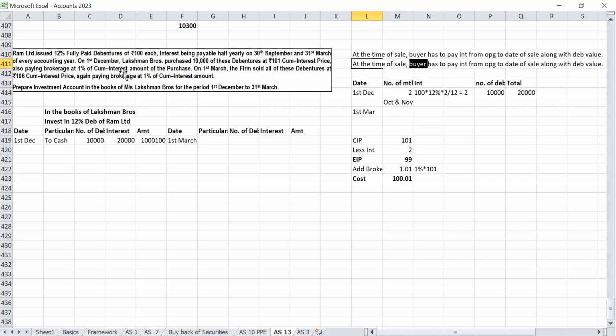So Lakshman Brothers will receive interest, from opening to date of sale. October to February: October, November, December, January, February, 5 months. So 100 into 12% into 5 by 12, which is 5 rupees. Number of debentures 10,000, so 50,000. They will receive interest of 50,000.